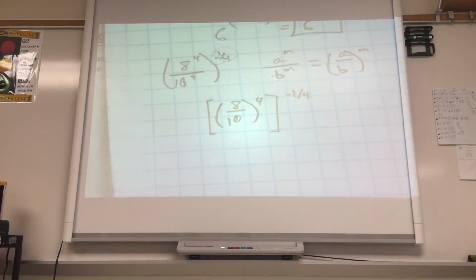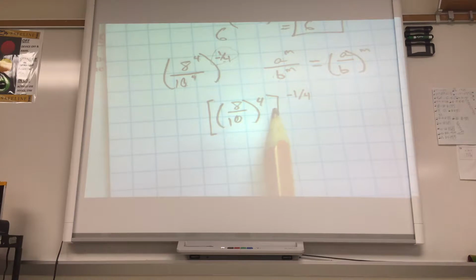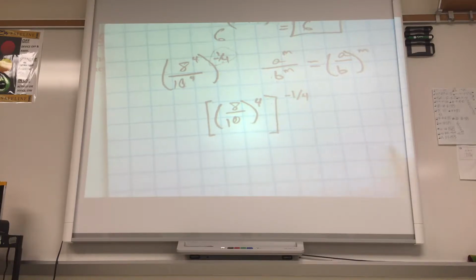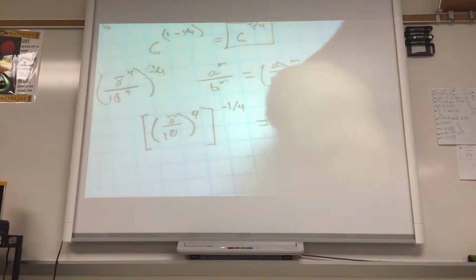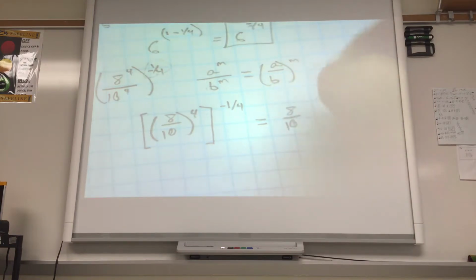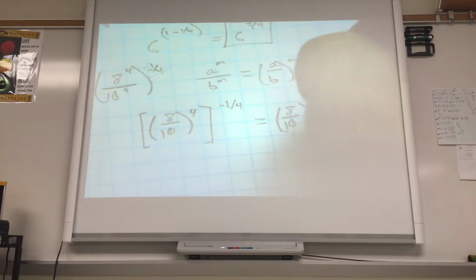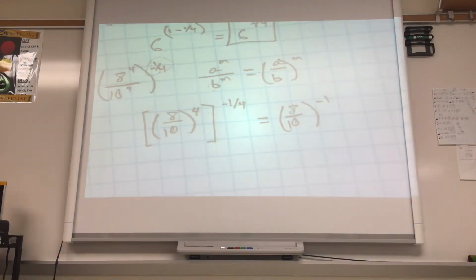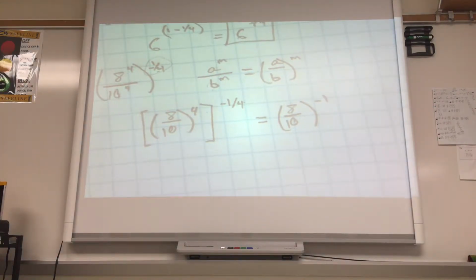Okay, next thing it talks about is the power rule. So I'm going to reference the properties, and I'm going to do the power to a power. So that rule states that I can multiply these two exponents together. 4 times negative 1/4, that equals 8 over 10 to the negative 1 power. 4 times negative 1/4 is negative 1.